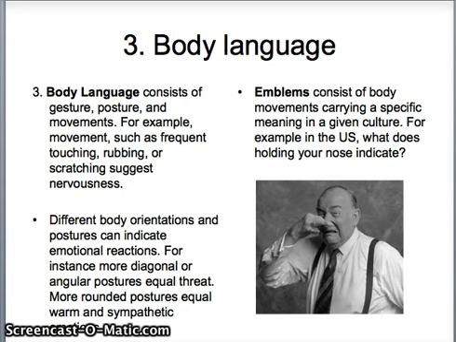Body language, however, can be culturally specific. Emblems are body movements that carry specific meaning within a given culture. For example, in the US, if you are holding your nose like this, what does that convey to people? Usually, it conveys that something stinks. It might be that something actually smells around you, or you might hold your nose indicating that a situation stinks, that it is not to your liking. And other people in the culture will recognize and understand what you're indicating.